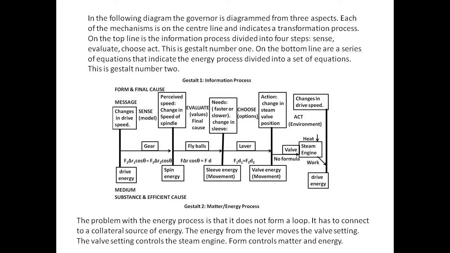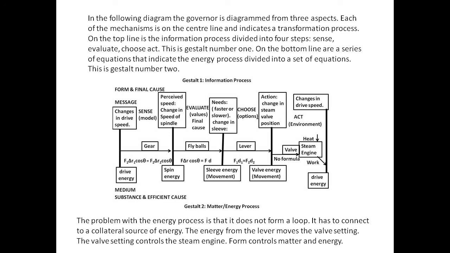In the following diagram, the governor is diagrammed from these three aspects. Each of the mechanisms is on the center line and indicates a transformation process. On the top line is the information process, divided into four steps: sense, evaluate, choose, act. This is Gestalt number 1. On the bottom line are a series of equations that indicate the energy processes, divided into a set of equations. This is Gestalt number 2.